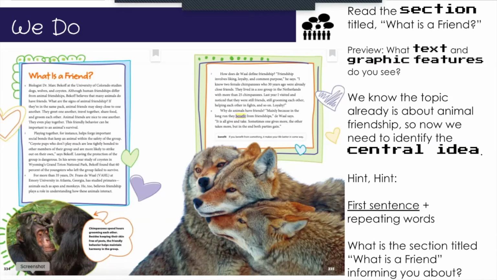When you finish reading, I want you to answer the question in your next work zone. What is the section titled, What is a Friend, informing you about? Go ahead and pause, and when you're ready to continue, hit play.